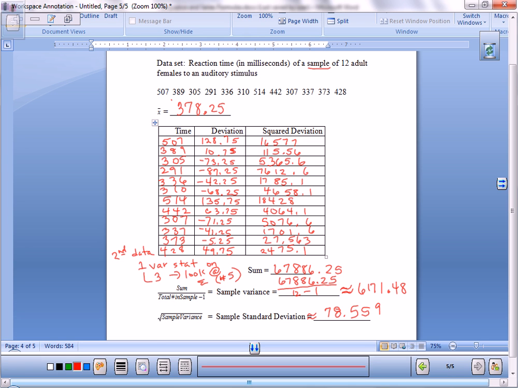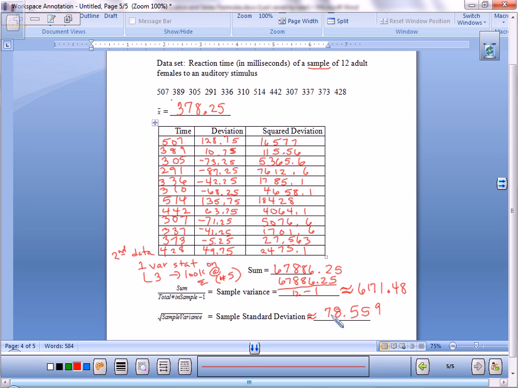Go back and do a one variable stat on L1 and see what the s was. The lowercase s for the sample standard deviation. Do a one variable stat on L1. Arrow down. Oh, you don't even have to, it's number 3. The sample standard deviation is number 3. Is it 78.559? Yes. Okay, so the calculator does it for us automatically.